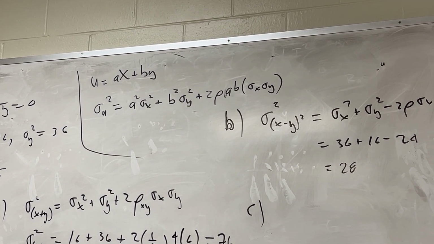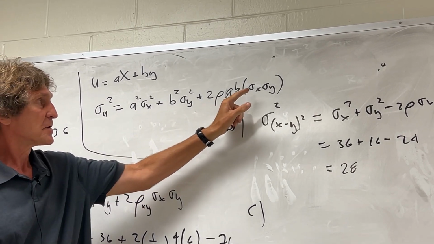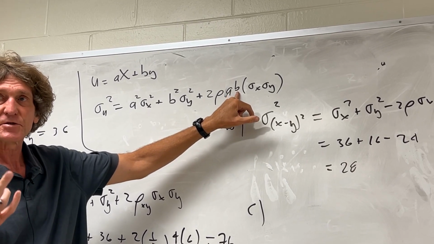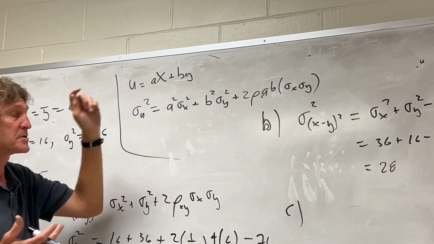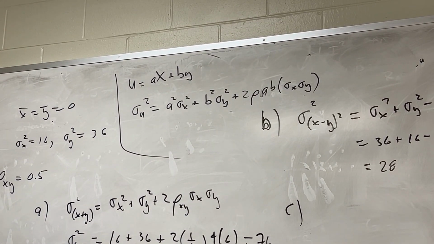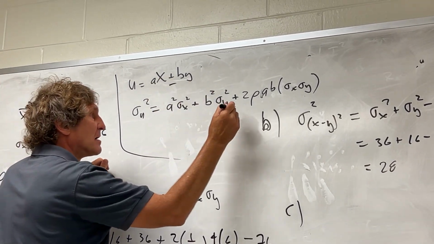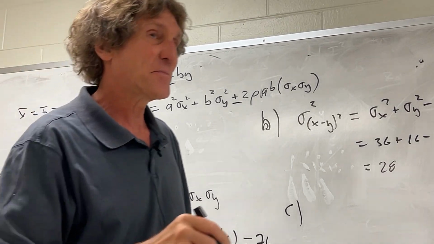Now before, if you looked at this, this was just sigma x squared, sigma y squared, 2 rho sigma x sigma y. But because the coefficients are there, if we actually drew this out, we get an ab there. Do you all follow me? And these are the coefficients of x and y. How many remember that? All right, what happens if it's minus? You all agree? Are you with me? Okay.